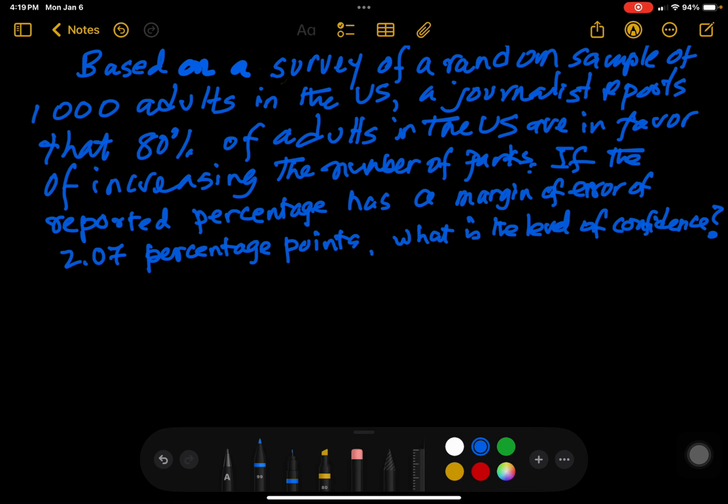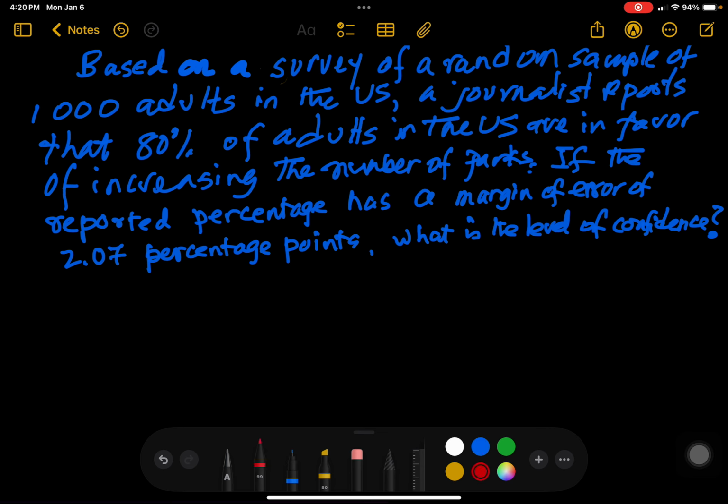Based on a survey of a random sample of 1,000 adults in the US, a journalist reports that 80% of adults in the US are in favor of increasing the number of parks. If the reported percentage has a margin of error of 2.07 percentage points, what is the level of confidence?